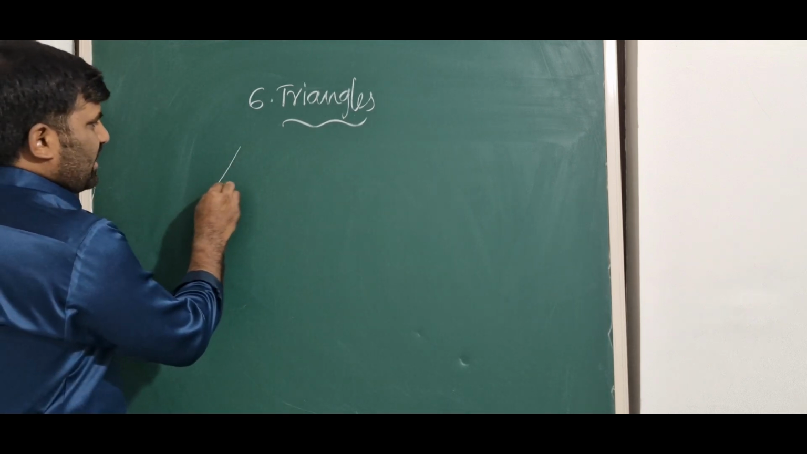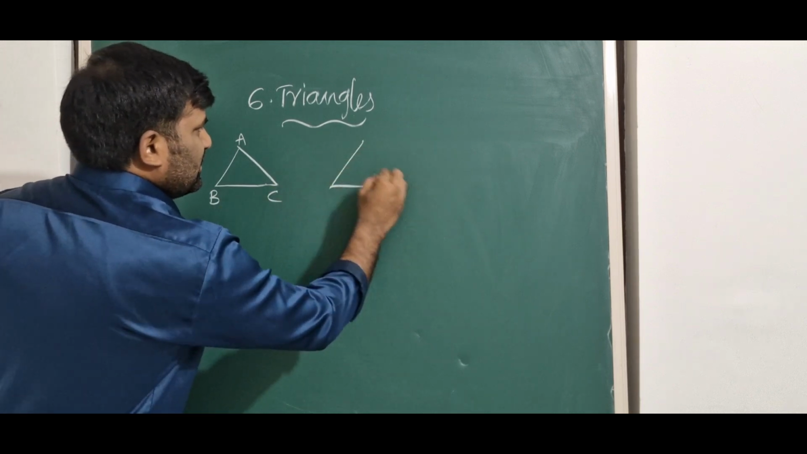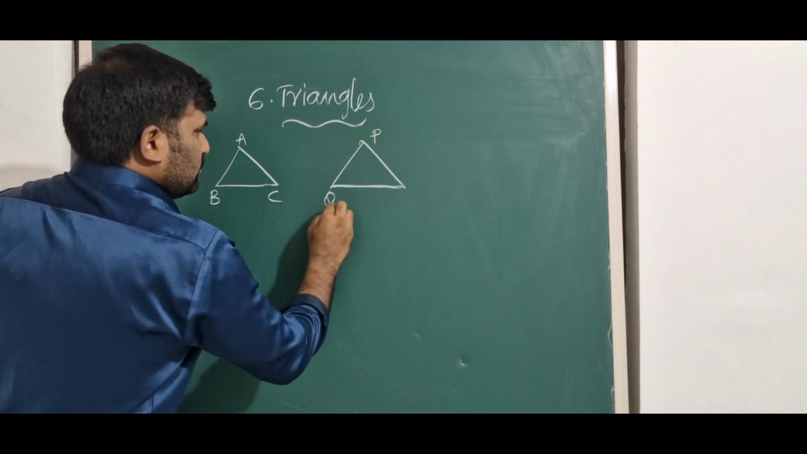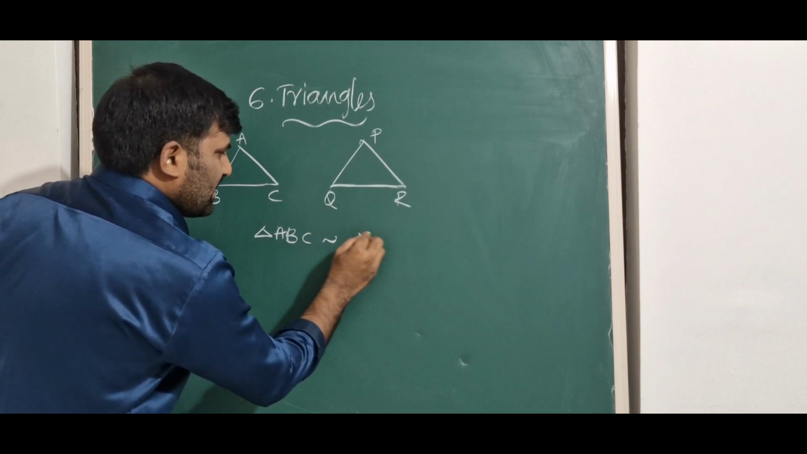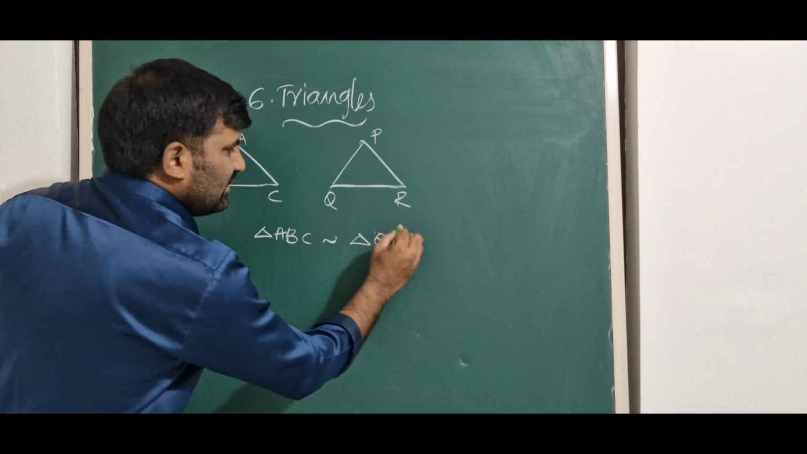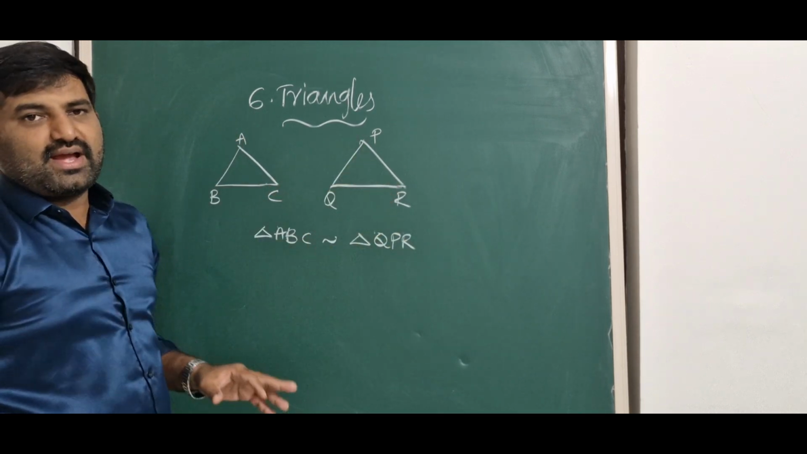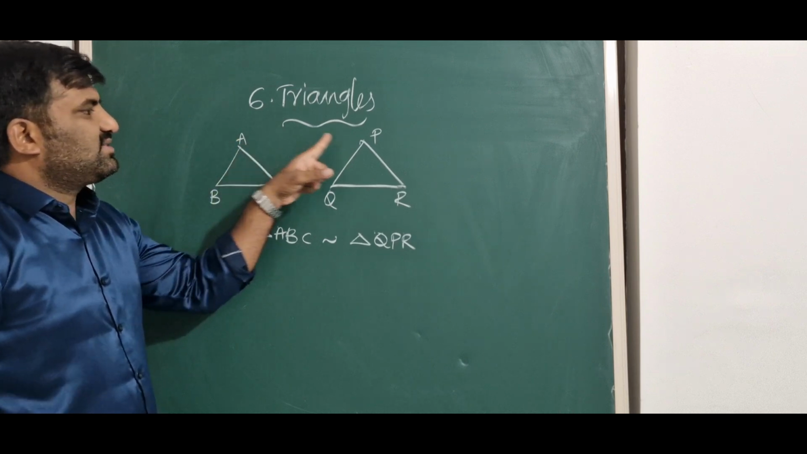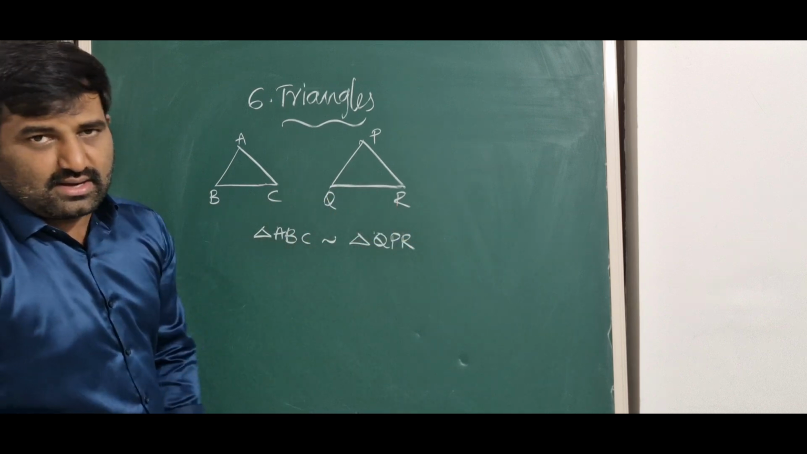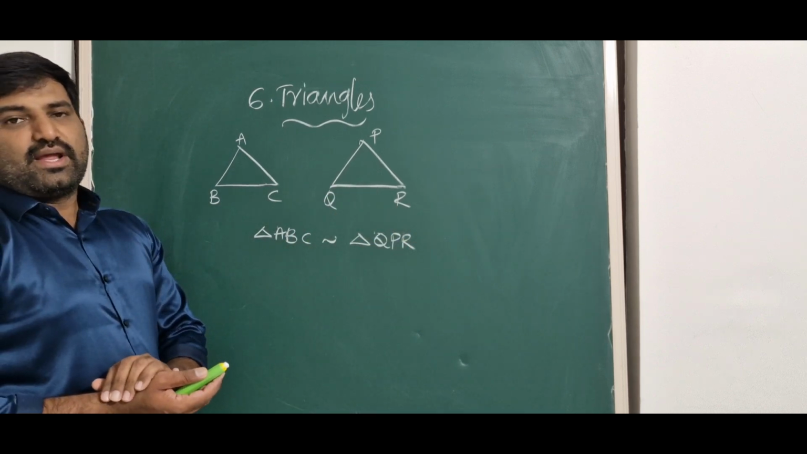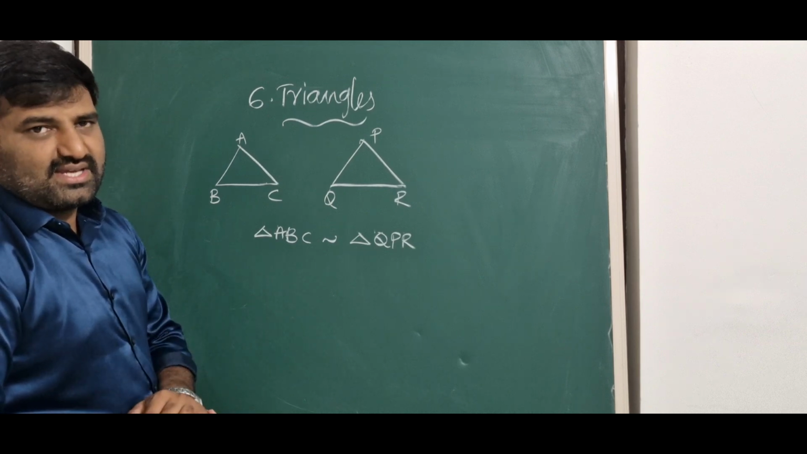If we are taking two triangles, ABC is one triangle and PQR is another triangle. If you are saying that triangle ABC is similar to triangle QPR, I am not taking them in alphabetical order, I am taking ABC and QPR. We can't say that A always corresponds to P, B to Q and C to R. So when two triangles are similar, we never write them in alphabetical order. Based on the corresponding sides, we can say that.